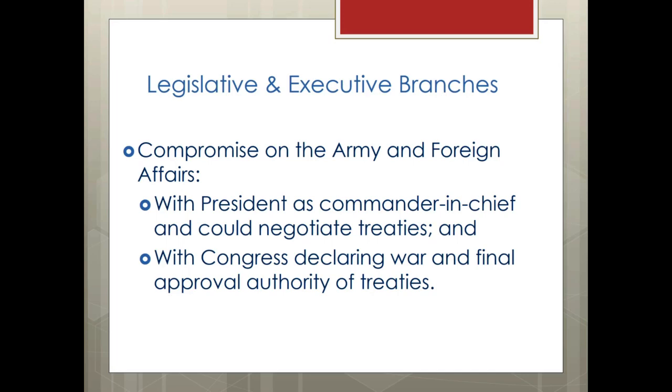However, the compromise was that Congress would be the only entity that could declare war, and that they would have the final approval of treaties, because in Article 1 of the Constitution, it is provided that the president can negotiate and enter into treaties, but they must be consented by 2/3 of the Senate. So if the 2/3 of the Senate does not consent to the treaty, then the treaty does not become effective.